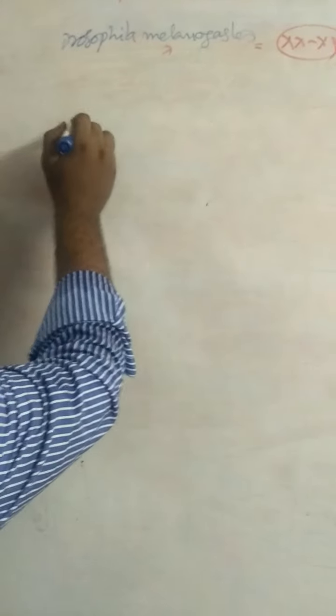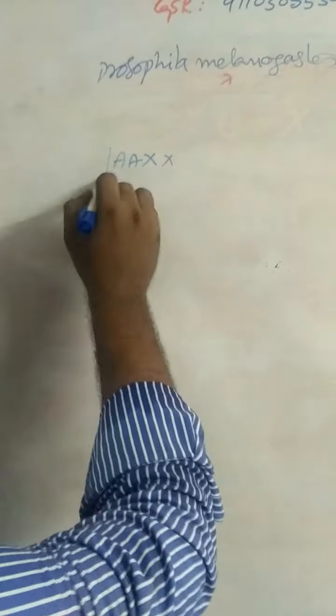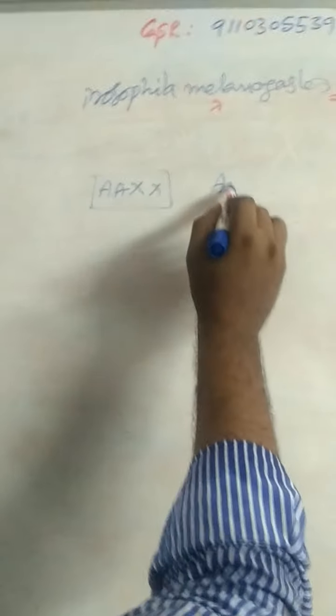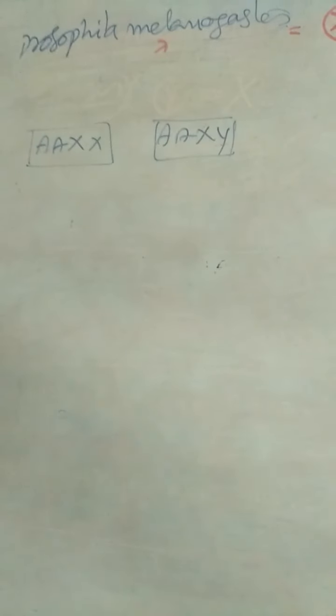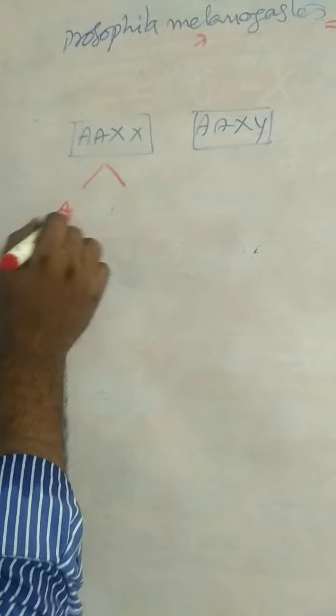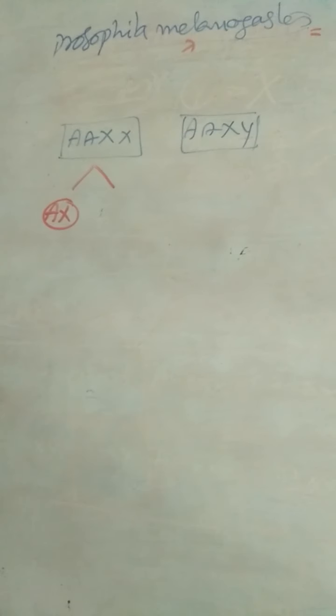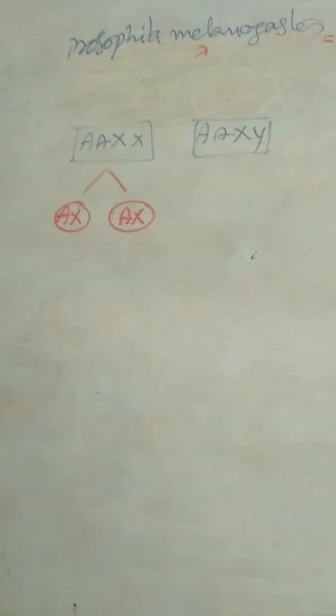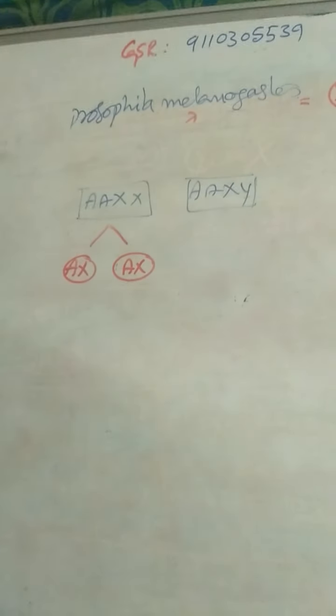For example, this is female XX, 2 autosomes and 2 X chromosomes, and this one is male. During gamete formation, in general, a similar number of chromosomes are formed. That means sperm with AX, ova with AX, and other ova with AX. Similar types of gametes are formed.